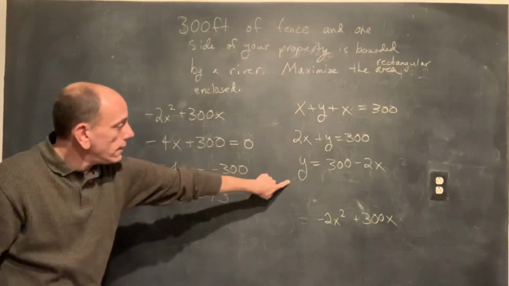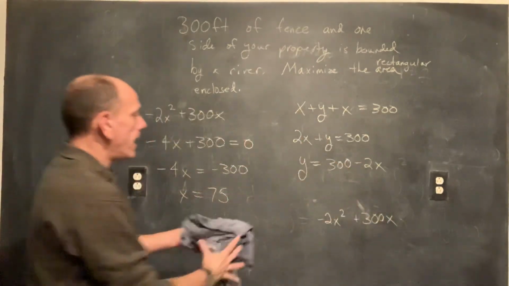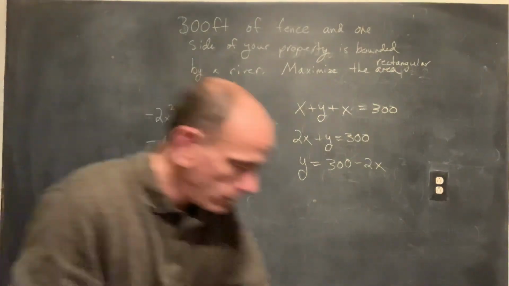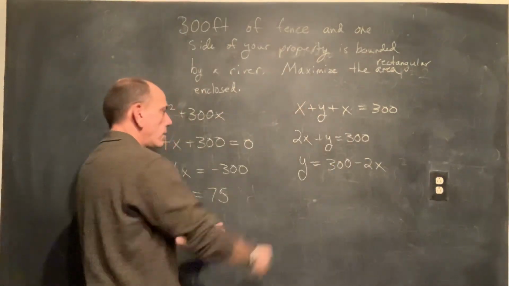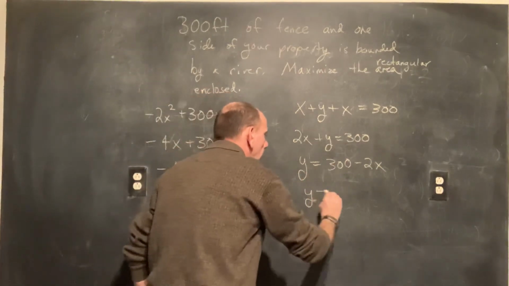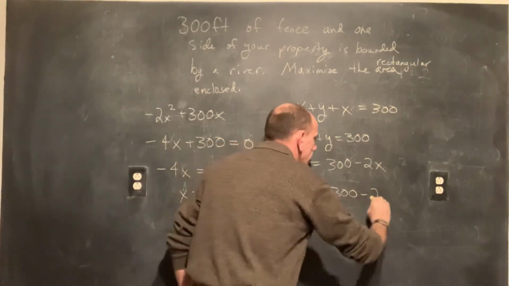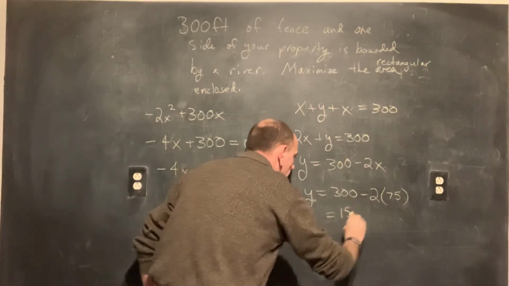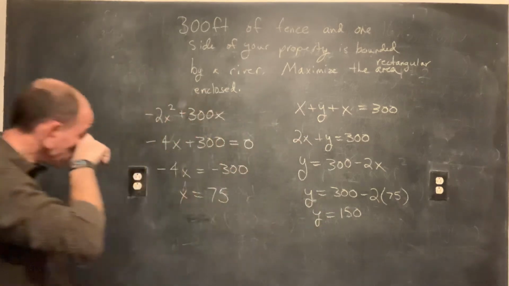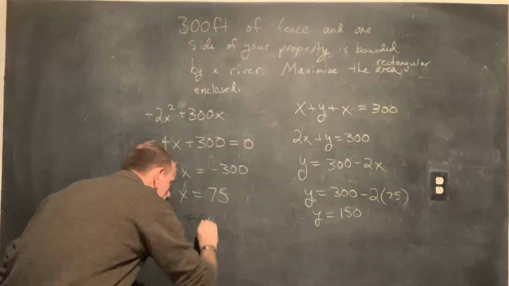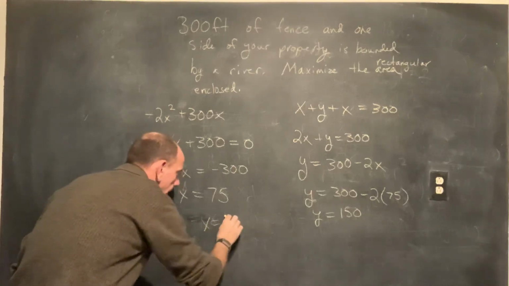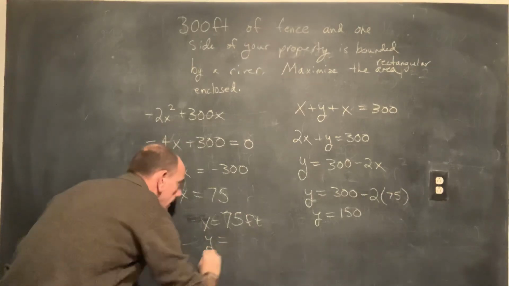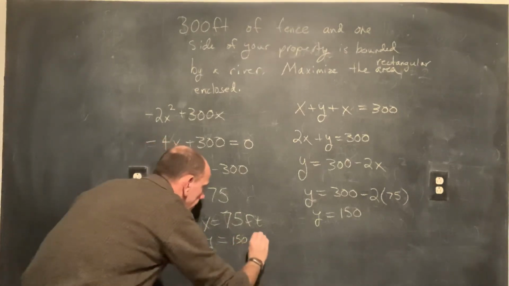And we've already got y solved for in terms of x. This is one of the advantages of these sorts of problems, is that we always have that other one solved for you. So I just have to plug in y is equal to 300 minus 2 times 75. Well, it's 150. So 300 minus 150, y is 150. And now we found the dimensions. The width, or whatever you wanted to call it, x, was 75 feet, and the length is 150 feet.